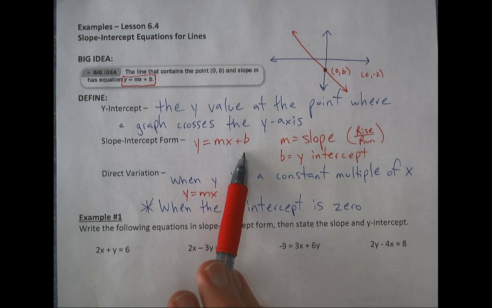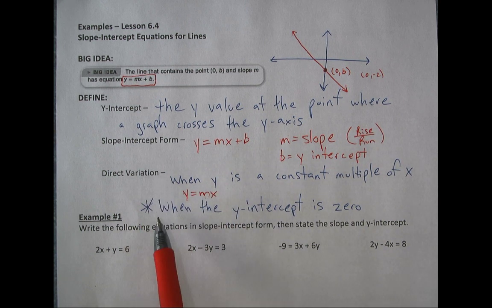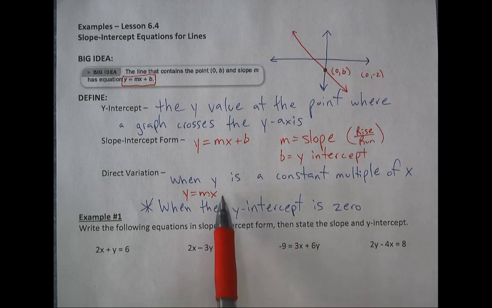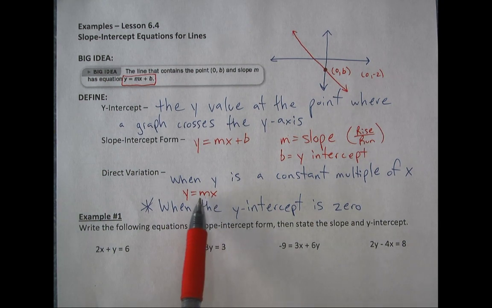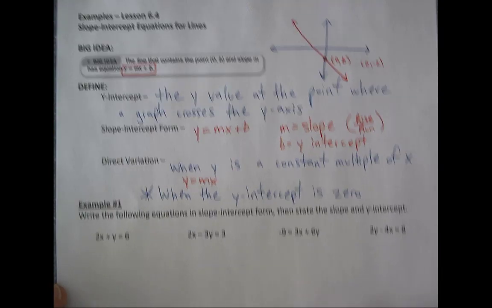It's missing the plus b. So when does this happen? This specific case, a direct variation, happens when the y-intercept is 0. So there is no plus b or minus b or anything like that. It's just the slope times x that gives you y. So it's a constant multiple of x. You will see cases of that in your homework, so refer back to that when you get there.